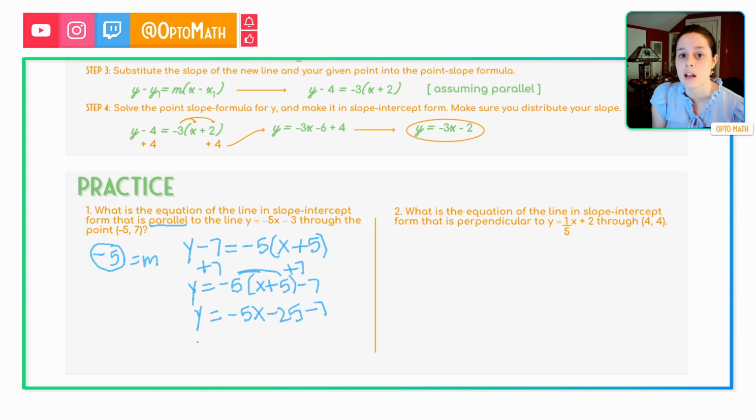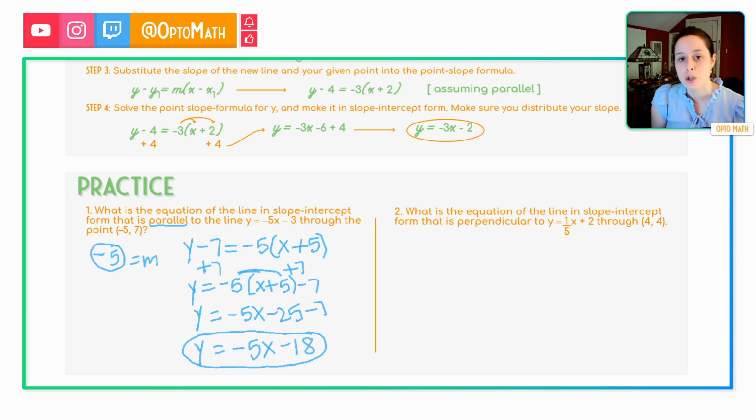As you can see, we've got one last step. We want to combine these two constant terms, and then we'll be done. Y equals -5x minus 18. And that's it. It's parallel to the given line. We can tell it has the same slope, and it's through that point.